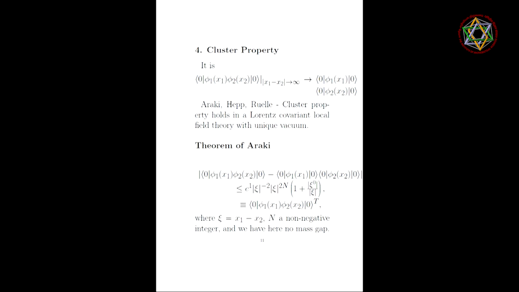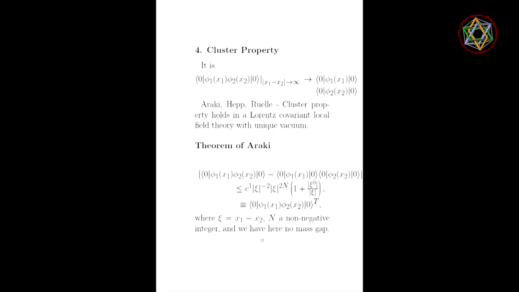So, let me go to what is called the cluster property, which states that in a generic field theory, if phi 1 and phi 2 are generic fields, and in the limit |x1 minus x2| goes to infinity, this splits up into two parts. And this was shown by Araki-Hepp-Ruelle, the cluster property. This holds in a Lorentz covariant local field theory with a unique vacuum.